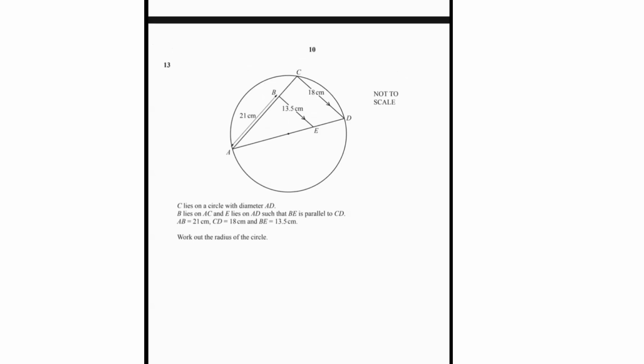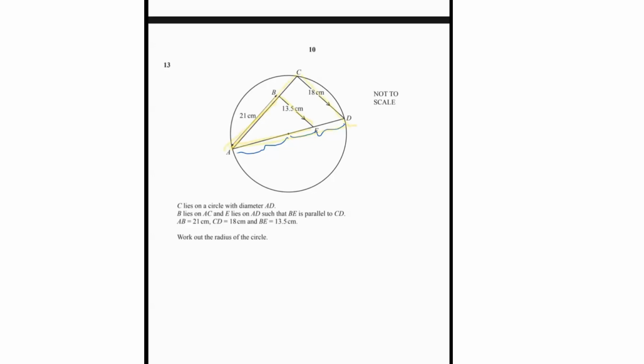C lies on a circle with diameter AD. So AD is your diameter. Work out the radius of the circle. Tricky. The radius of the circle is here or here. Immediately I see this shape, I know it's similar shapes. If you have done similar triangles with me, you know that when the two triangles stack up like this, you need to use similar shapes.